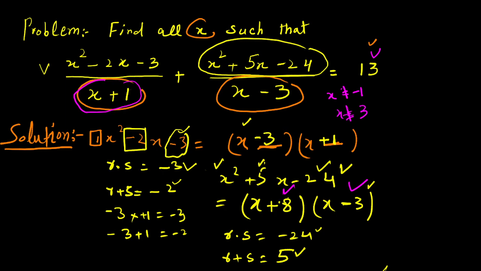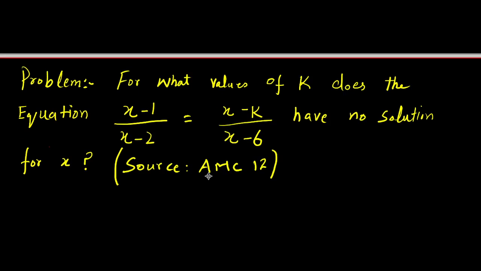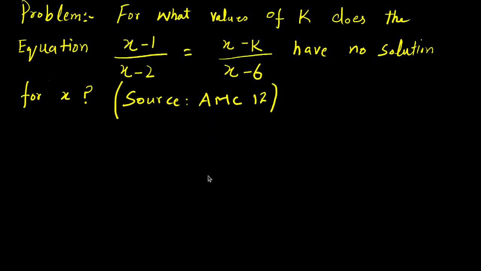Alright, so keeping all these things in mind, we have another question that appeared in a competitive exam, the American Mathematical Competition. You have to find the values of k. For what values of k does the equation (x minus 1) divided by (x minus 2) equal (x minus k) divided by (x minus 6) have no solution for x? Actually, you have to find the values of k for which this equation has no solution for x.